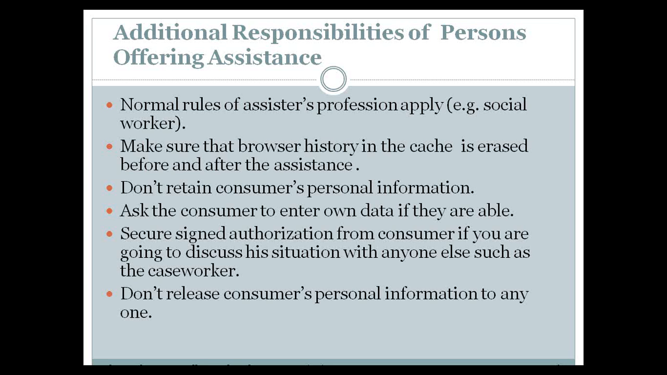You want to secure a signed authorization from a consumer if you're going to discuss his situation with anyone else, such as another caseworker, a health center, or the doctor, because your agency may have multiple obligations. Maybe what you do is help link people to health care. So if you're going to help them with Medicaid and then make a phone call on their behalf, you want to make sure you have a signed authorization as to who you can communicate their information to. And then don't release their personal information to anyone.